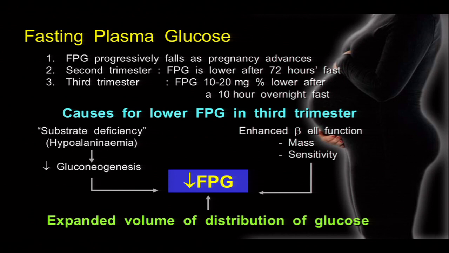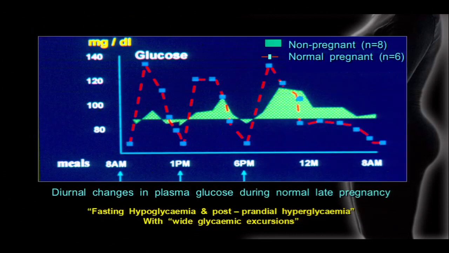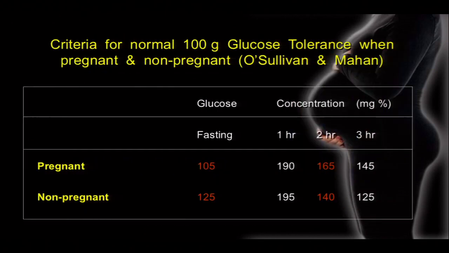First, it is substrate deficiency because of which gluconeogenesis is impaired. There is enhanced beta cell function, which we already mentioned both in mass and sensitivity. And thirdly, the expanded volume of distribution of glucose. All of them put together lower the fasting plasma glucose level. Now, at the same time, the postprandial plasma glucose levels are much higher in pregnancy compared to the non-pregnant state. So you find fasting hypoglycemia and postprandial hyperglycemia with wide glycemic excursions during pregnancy.